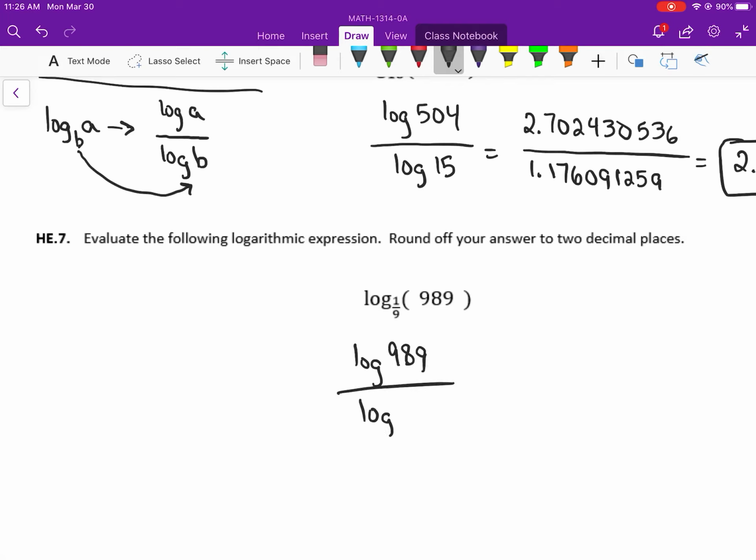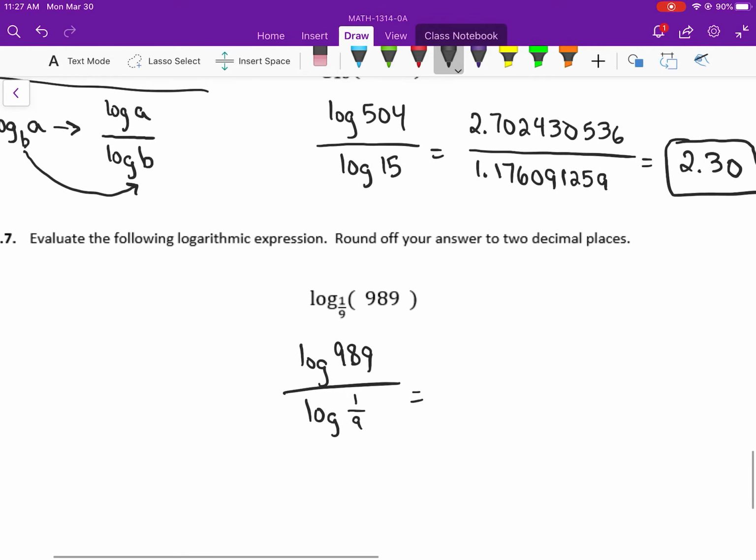Okay, so log of 989 over log of 1/9. All right. Again, turning my calculator here. Log 989 gives me 2.995196292.